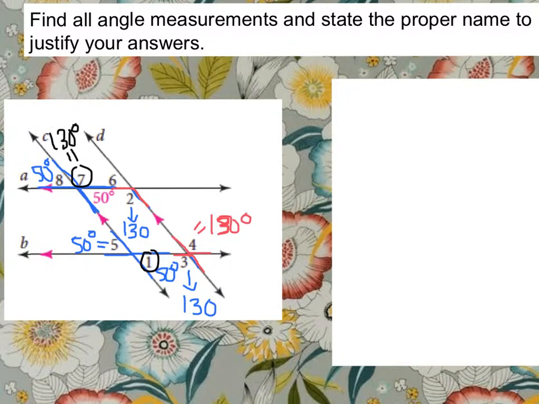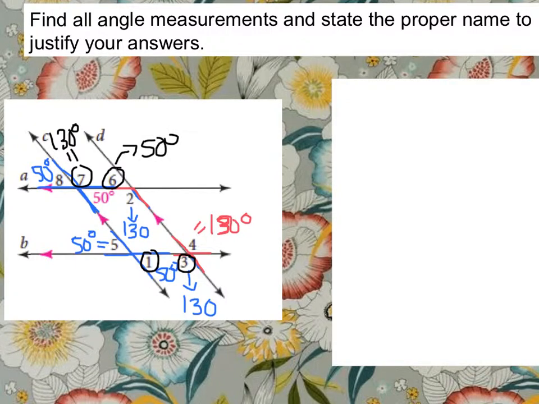And if you look at angle 6, you can also see that it is same side exterior with angle 3. So they're going to be supplementary to each other. So if I subtract 130 from 180, I would get angle 6 to be 50 degrees.